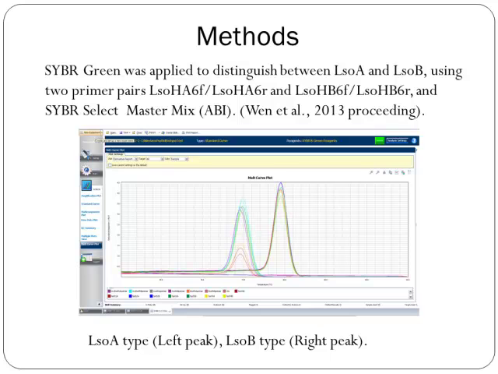We use SYBR Green to distinguish the LSO A and LSO B types. We use two primer pairs, LSOHA 6F and 6R, and LSOHB 6F and 6R, and we use the SYBR Select master mix. We thank Dr. Goodmested's lab, and Dr. Wen and Chris Johnson for providing this tool. It worked very well in our lab. You can see clearly the left peak is LSO A type, and the right peak is LSO B type.